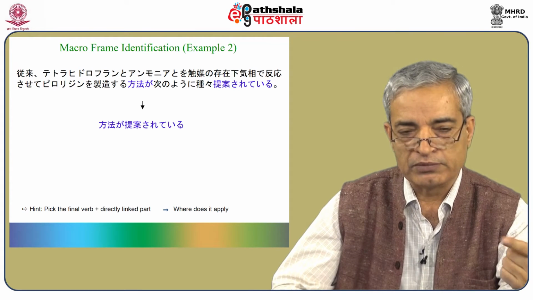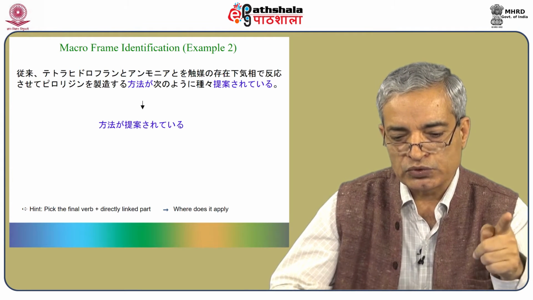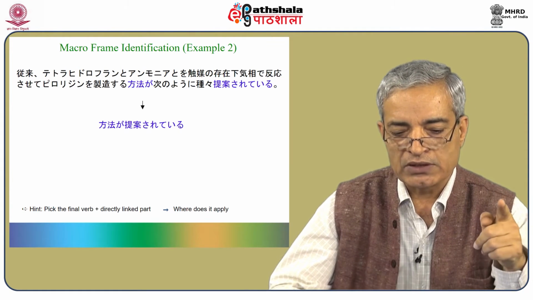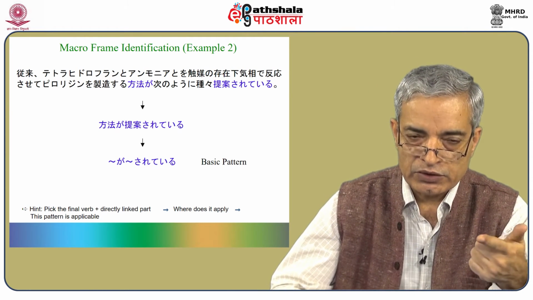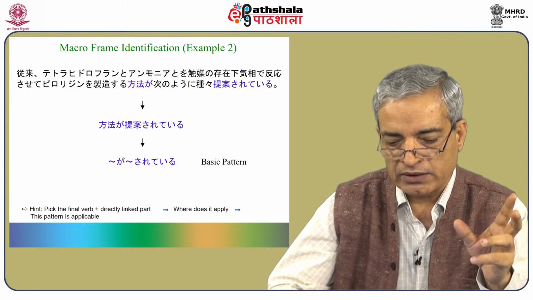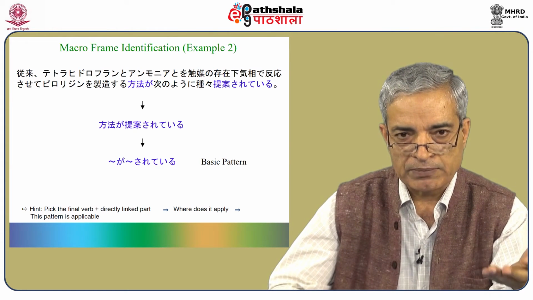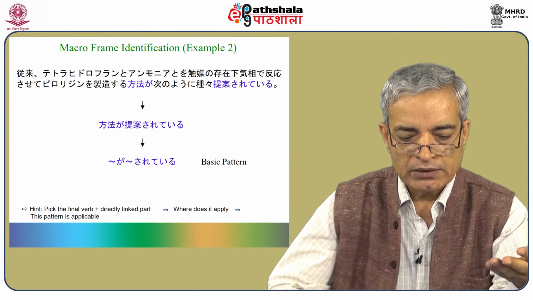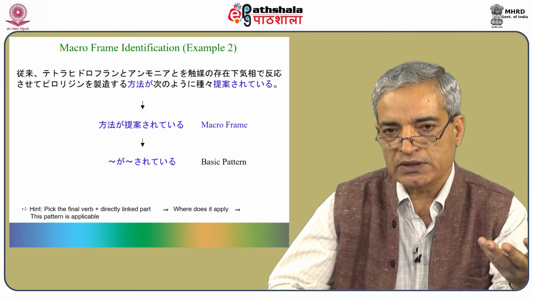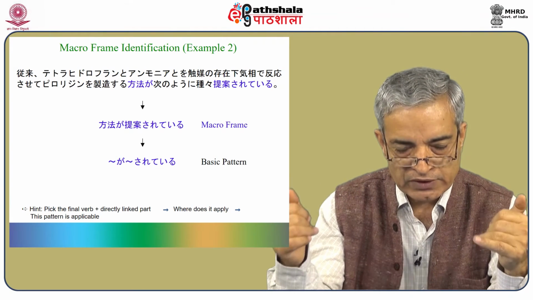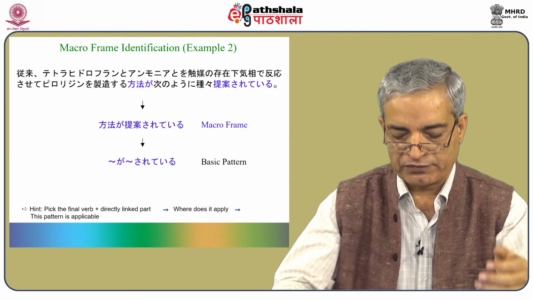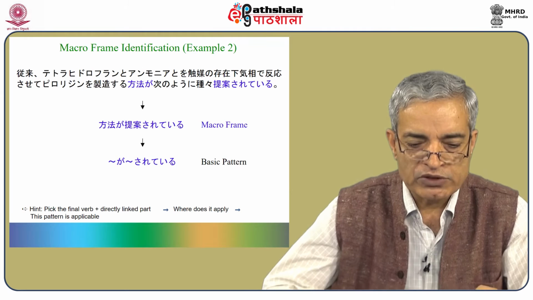from the final verb. It is directly linked to something, and that directly linked to something is ho ga teian sareteru, and ga sareteru, but the pattern here is ga sareteru. It's a pattern. In this particular case, ho ga teian sareteru is the macro frame. Frame, of course, you can drop further things also, but this is the frame. Let's see the micro frames now.